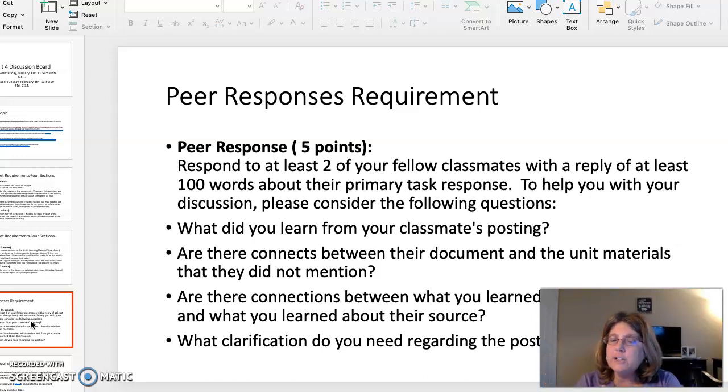Are there any connections between their document and the unit materials that they did not mention? I like that question, thinking outside the box. Are there connections between what you learned from your source and what you learned about their source? And finally, what clarification do you need regarding the post?